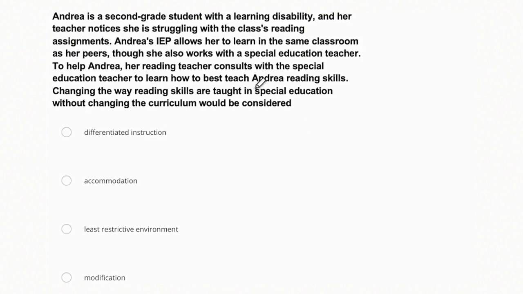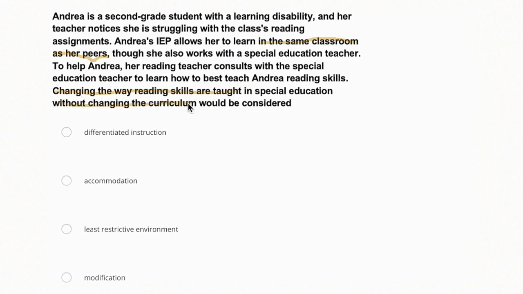And so what we're essentially being asked to do with this question is to complete the sentence that ends the question here. I still want to go back, though, and identify the key words in the question just to understand what I'm being asked to do. We need to note that Andrea is in the same classroom as her peers. So she isn't in any type of restricted environment. She is in the general education classroom. However, there is a special education teacher that her reading general education teacher consults with, and they decide to change the way that the skills are taught, but they do so without changing the curriculum.